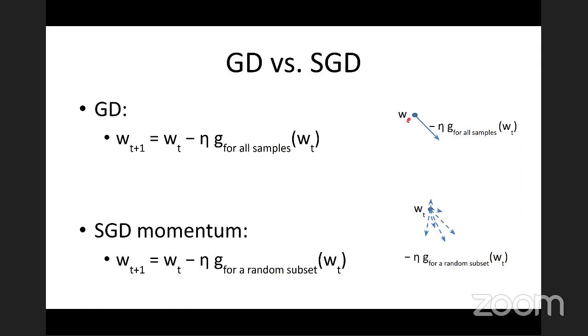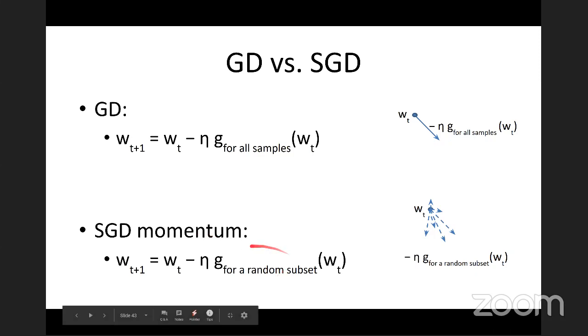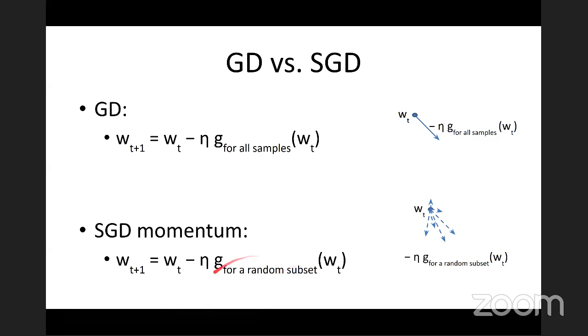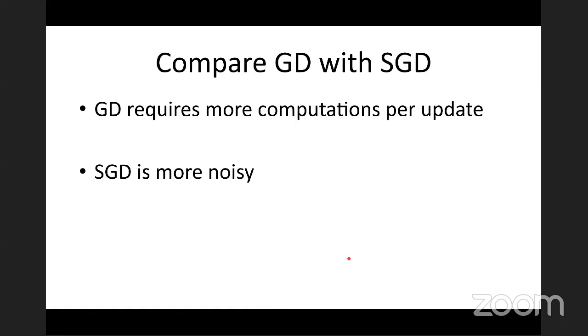Now, so that gives you only one direction, and that will be your update. If you are doing SGD, then you will be taking a random subset and computing the weight update. So you can actually go in any direction. Okay, so GD, gradient descent, requires more computation per update.